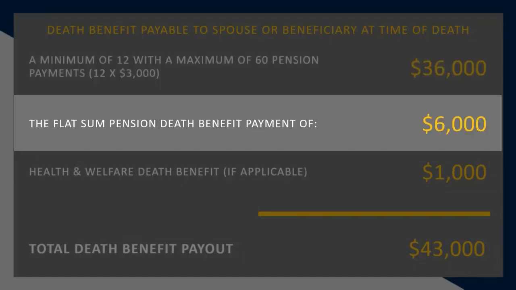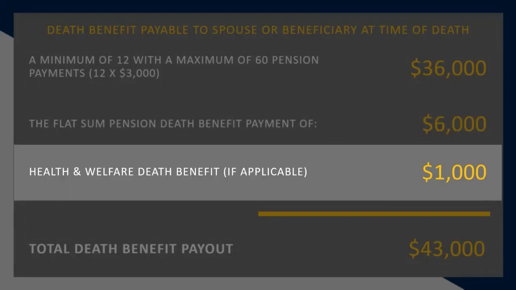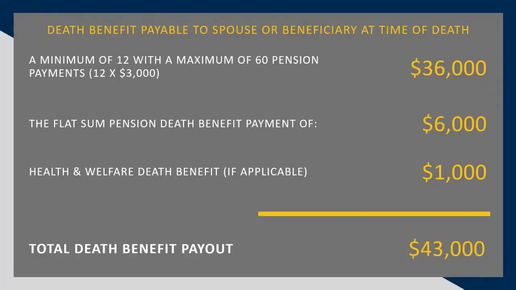There's also a flat sum pension death benefit in the amount of $6,000 if you have more than 20 years of service. If you have between 10 and 19 years of service, the lump sum death benefit is $3,000. If you have less than 10 years of service, there's no lump sum death benefit from the pension plan. And because he retired with health care coverage, there's an extra $1,000 from the health and welfare fund. So all in all, Joe's minimum death benefit that would go to his spouse or his beneficiary would be $43,000 at the time of his passing. Now this would be in addition to any joint and survivor options that he chose for his spouse to protect her in the event that he passed away and he wanted to continue his pension to her for her lifetime.